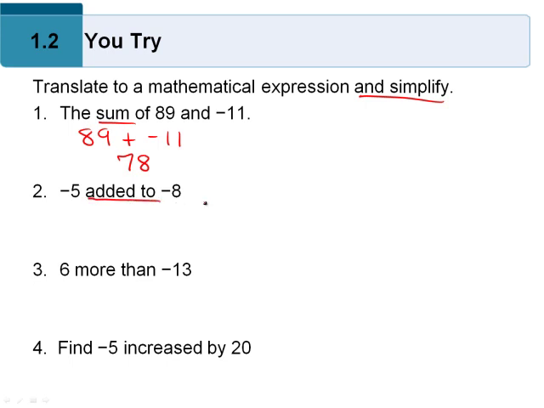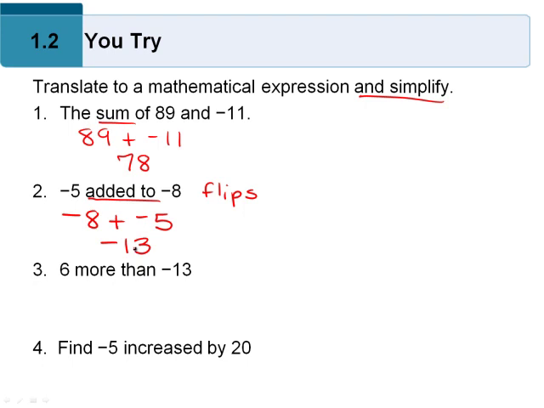All right, number 2, negative 5 added to negative 8. So this one, the order is going to flip, okay? So the order flips. So we're going to have negative 8 because we're going to add negative 5 to that. So the negative 5 has to go at the end. Now, the signs are the same, negative 8 and negative 5. The rule, add, keep the same sign. So that's going to be negative 13.